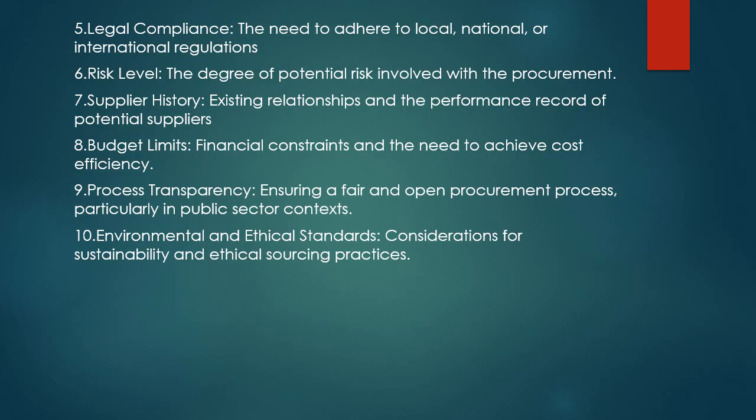Number 6, risk level. The degree of potential risks involved with the procurement. Number 7, supplier history. Existing relationship and the performance records of potential suppliers. Number 8, budget limit. Financial constraint and the need to achieve cost efficiency.